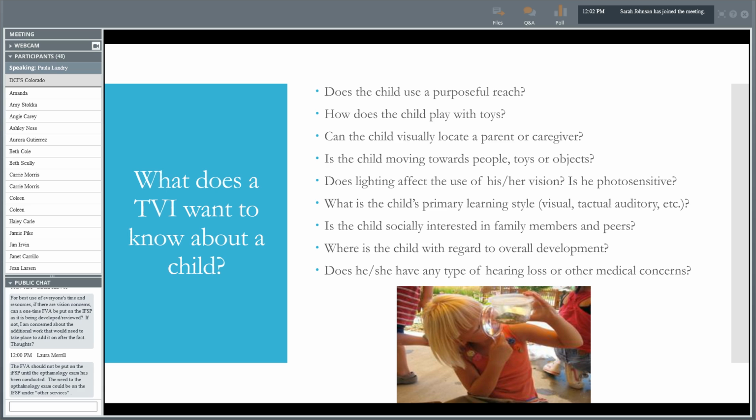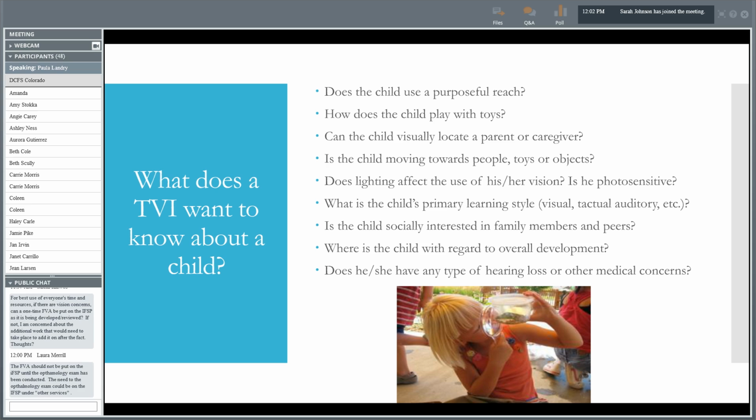How are they playing? Also, visually locating a parent or caregiver. How far away does that parent have to be before the child knows that they're in the room, sometimes without talking? If a parent walks in at 10 feet away and that baby can't see them, we want to know how close that parent has to be before the baby can tell that they're there. Also the lighting: if it's too bright, if they're photosensitive or light sensitive, that's going to affect how they play or how they interact with their environment. Their learning style, are they visual learners? Are they auditory learners?